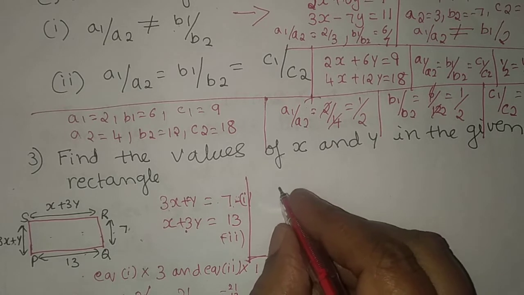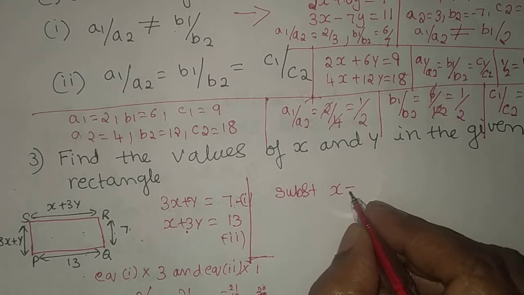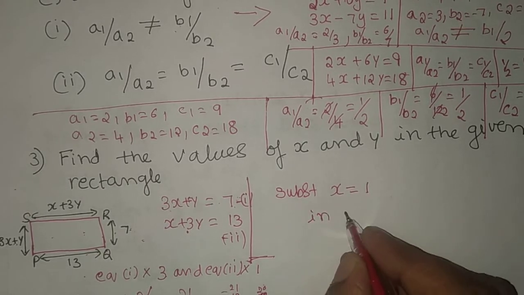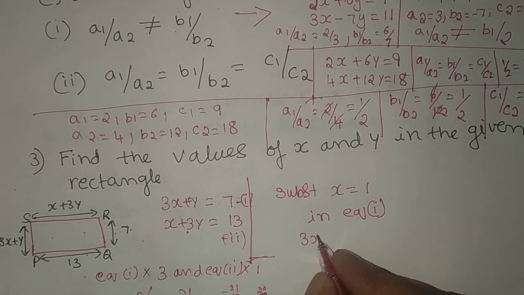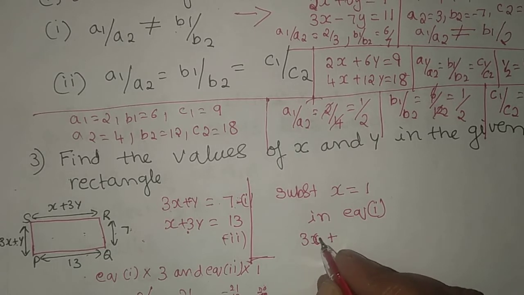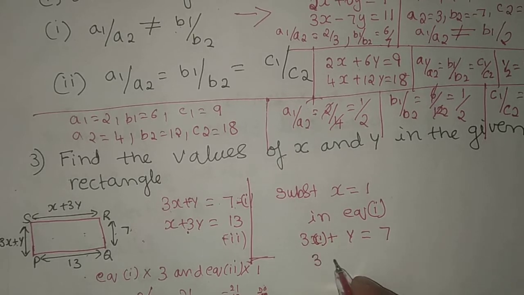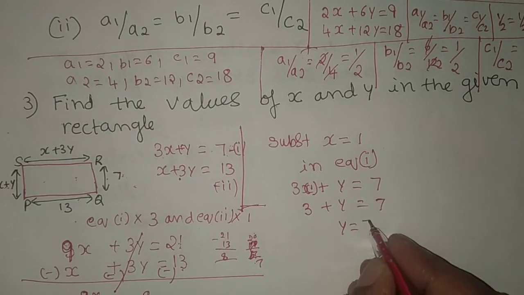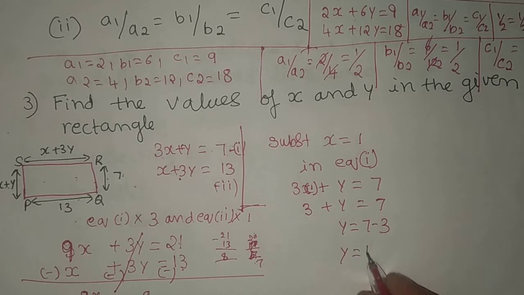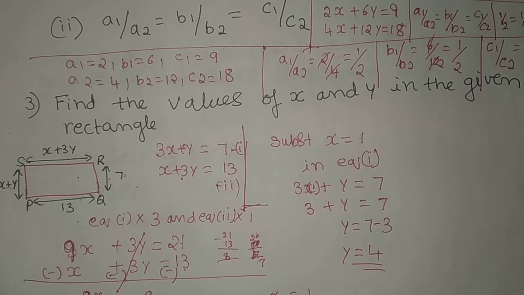Now the next step is to substitute x is equal to 1 in equation 1 to find out y. Therefore 3x plus y is equal to 7, and I will substitute 1 here. We get 3 plus y is equal to 7. Therefore y is equal to 7 minus 3, so y is equal to 4. Finally, we are getting x is equal to 1 and y is equal to 4 as the answer.